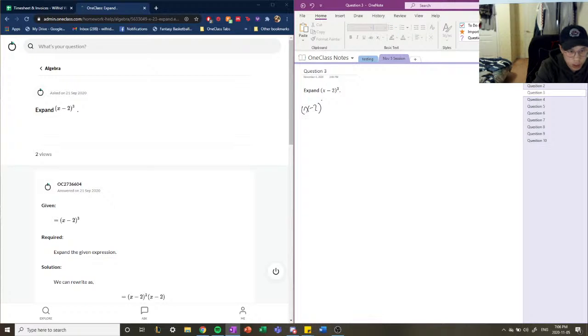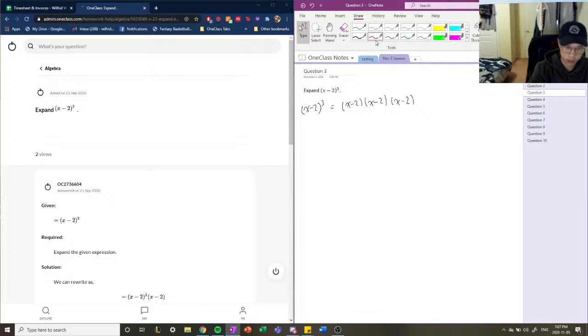So x minus 2 cubed is equivalent to saying x minus 2 times x minus 2 times x minus 2. Okay, so we're going to use FOIL, and if you don't know what FOIL stands for, it means first, outside, inside, and last. So it's a way of explaining how to expand these factors. Let me illustrate what FOIL means.